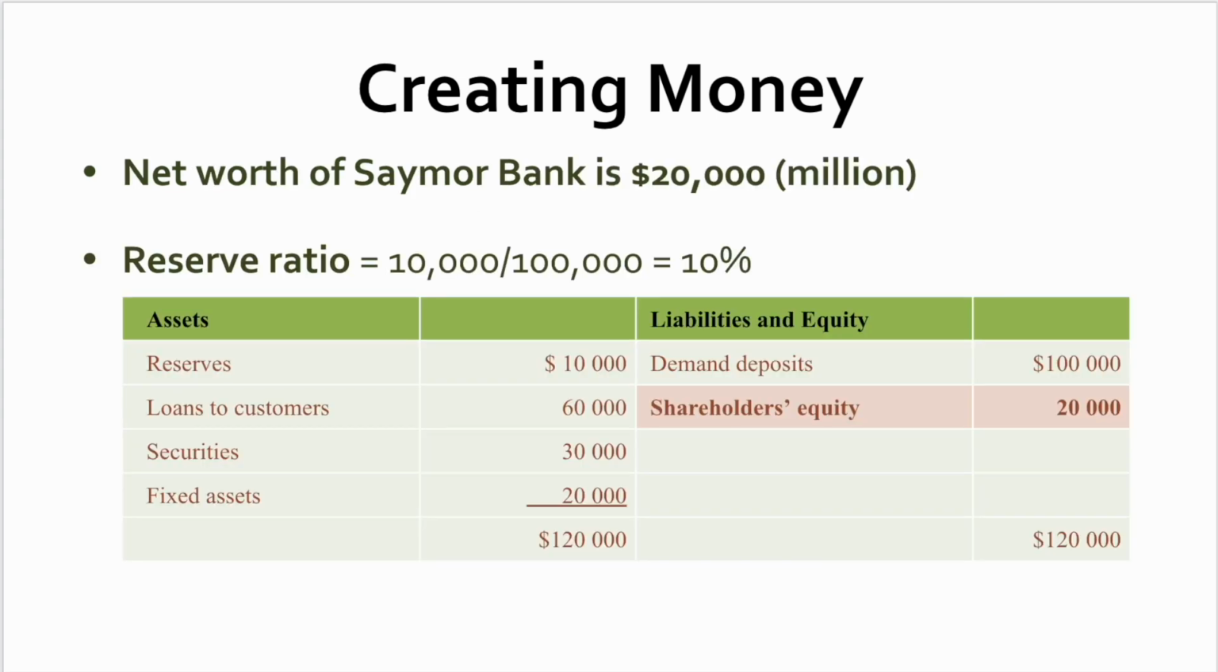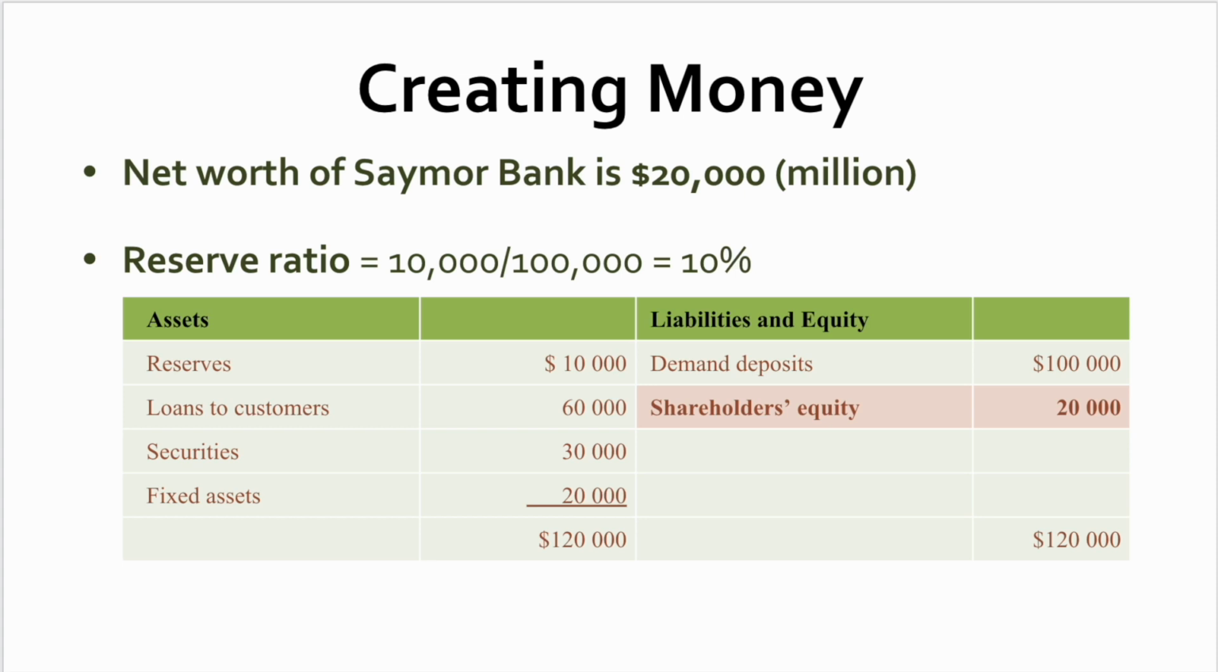So we can see an example here. Here's a situational balance sheet. Now, this is in millions of dollars, but I'm just going to use the raw numbers here. So we have assets in this particular bank. It has reserves of $10,000, loans to customers of $60,000, securities $30,000, fixed assets $20,000, for a total asset of $120,000. The liabilities and equity, well, it has $100,000 in demand deposits, which is liabilities. And shareholder equity, that is just basically the difference between the assets and liabilities, which is $20,000.